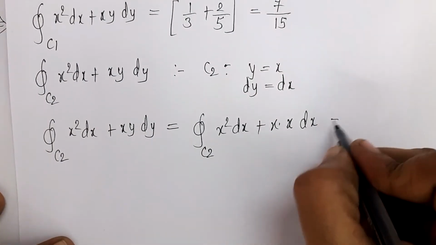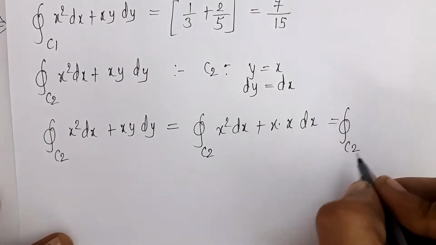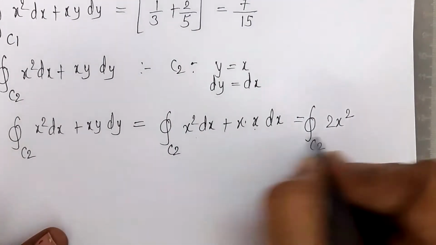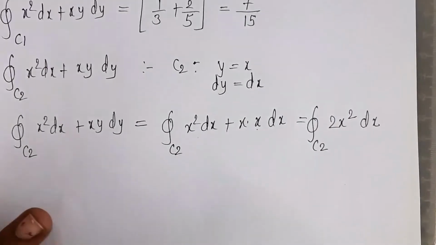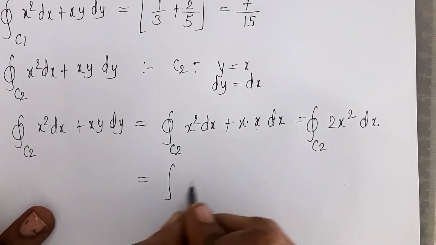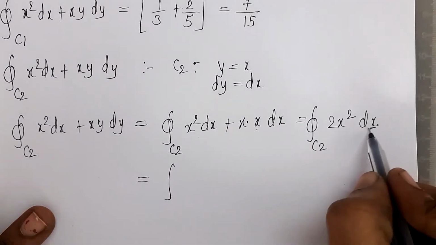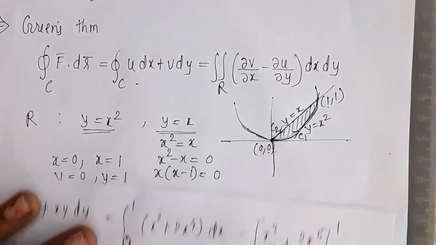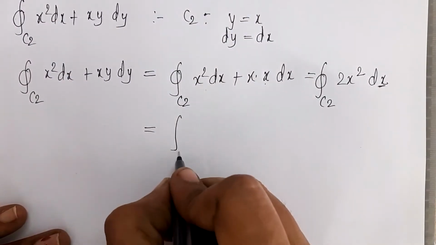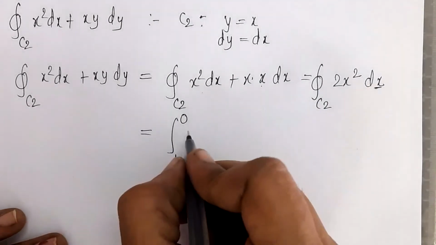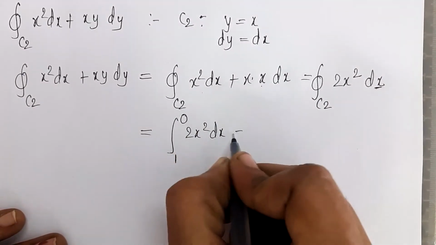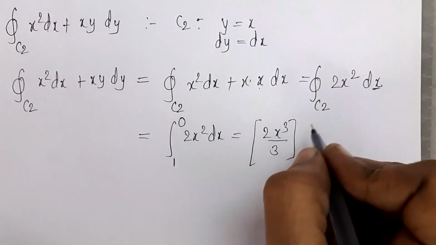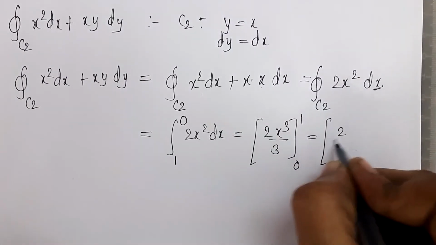So this is equal to integral over C2 of x square plus x square, which is 2x square dx. So this is integration with limits, and the remaining variable is x. So what are the limits for x? x starts from 1 and ends at 0. So the limit is from 1 to 0, of 2x square dx, which is equal to the integration of 2x square, that is 2x cube by 3, over the limit 0 to 1, which is 2 by 3.